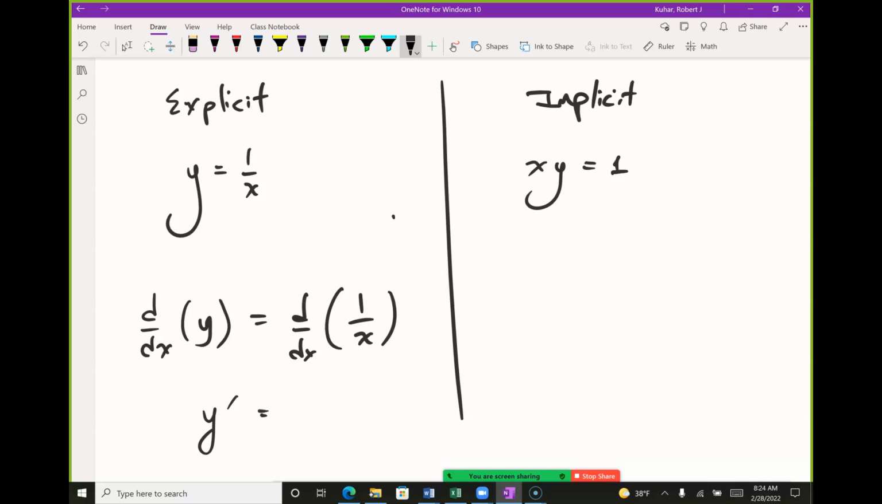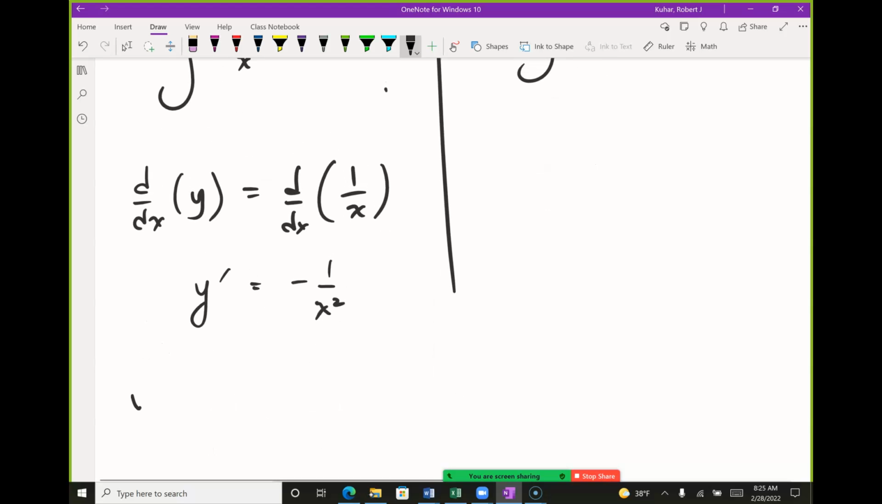What's the derivative of the right-hand side? One over x squared. Almost. Negative 1 over x squared. Does anybody want to see that shortcut power rule? Yeah, can you show it, please?